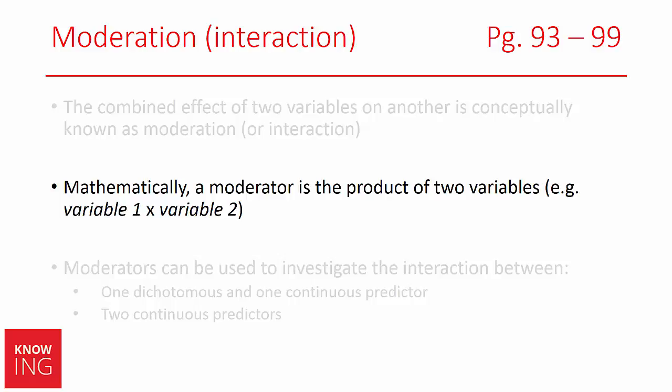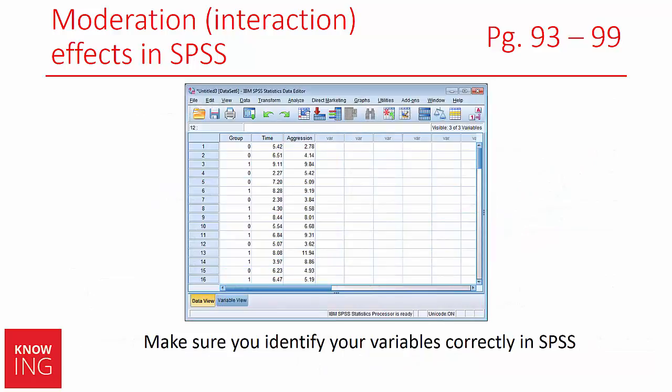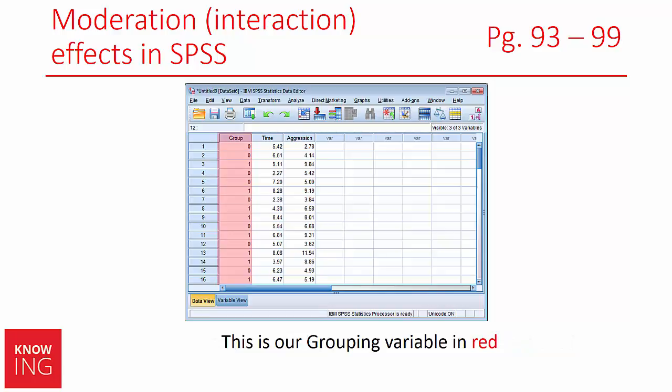Earlier, I said that moderation, mathematically, is the product of the multiplication of two variables. So for this particular example, what we have to do is multiply the two variables group and time together, which will create the moderating variable. In order to do this, I've opened up the SPSS data file here, and it's very important that you correctly identify your variables. This first variable is our grouping variable, the record or no record group, which I've colored in red. I believe 0 just means they have no record, and 1 means they do have a record.